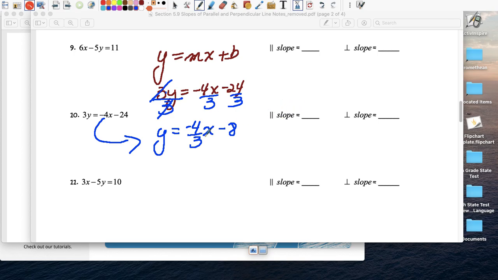So if a line is parallel to this line, then they share the same slope. If a line is perpendicular to this line, then their slopes are related in a way that it is a negative reciprocal. So 3 over 4, but instead of negative, it becomes positive, right? We negate it, and we use the reciprocal. Last one.